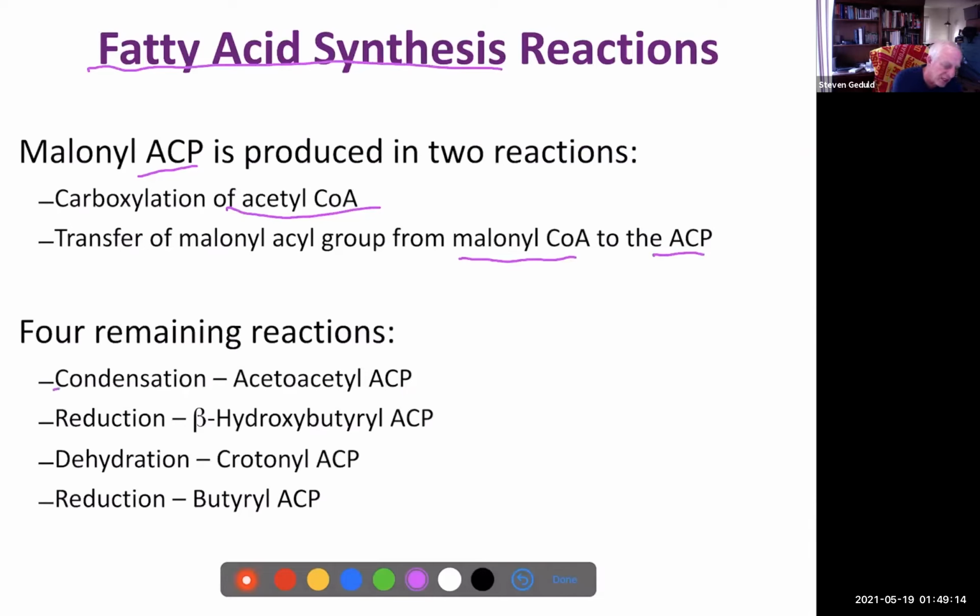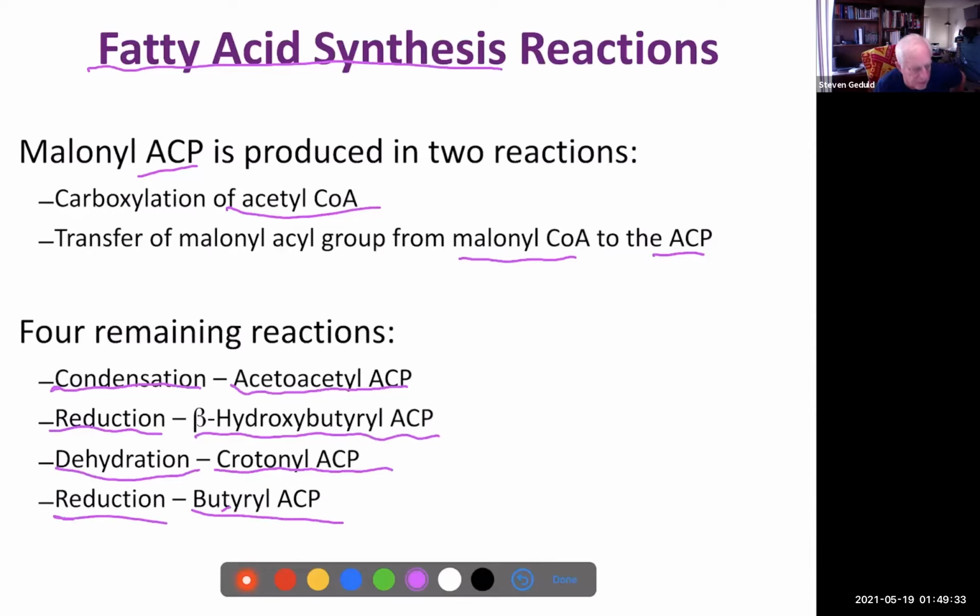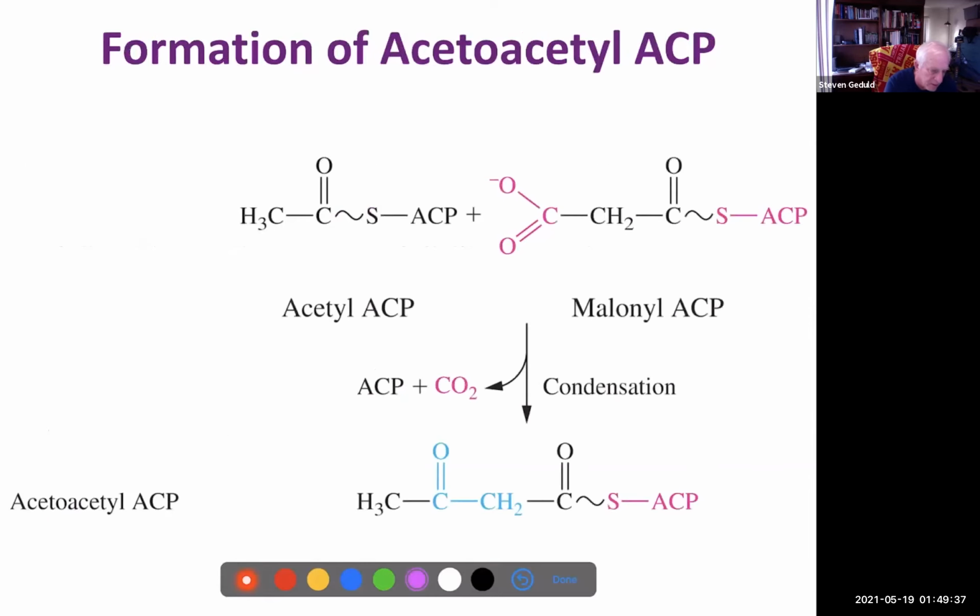We have condensation, which gives acetoacetyl ACP. Reduction gives beta hydroxybutyryl ACP. Dehydration gives crotonyl ACP, and reduction gives butyryl ACP. Those are the other reactions involved in fatty acid synthesis. Okay. So we'll break down each one of them.